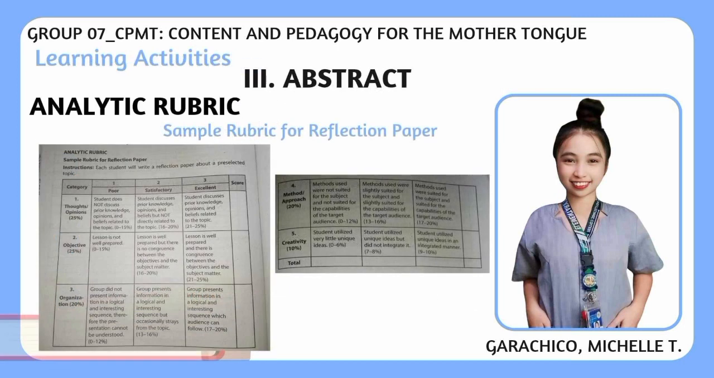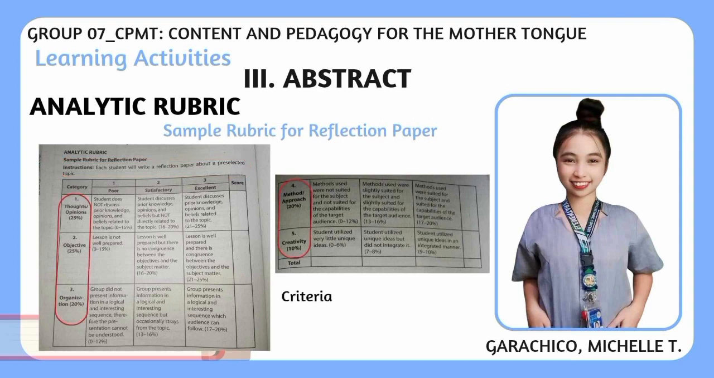Ito ang isang example ng analytic rubric at ito ay binubuo ng mga parts. First is ang title. This indicates what this rubric is all about. Description. It specifies the details of what the task is to be produced or performed by the students.